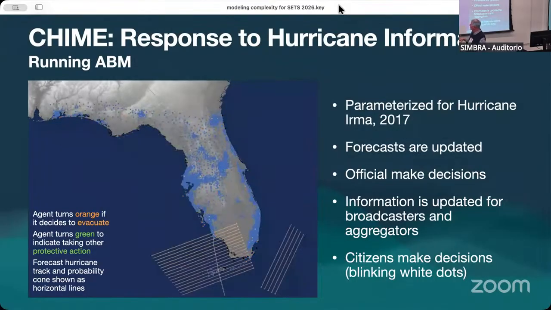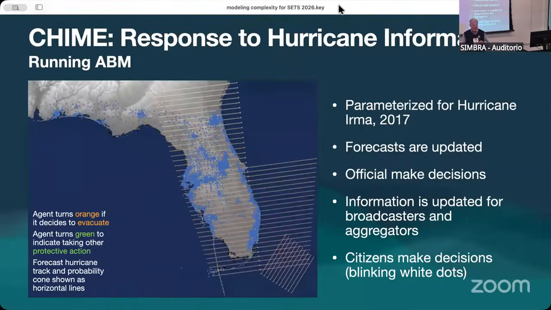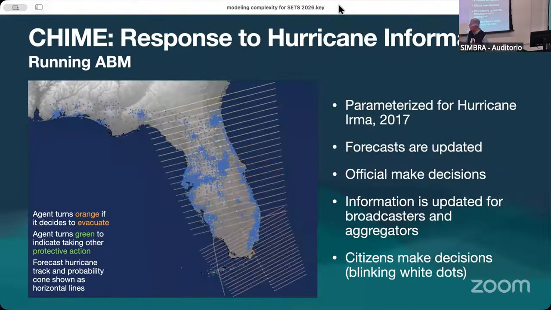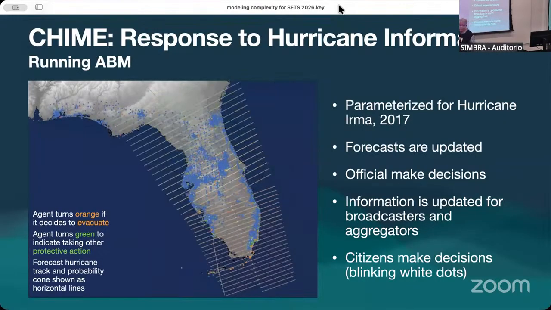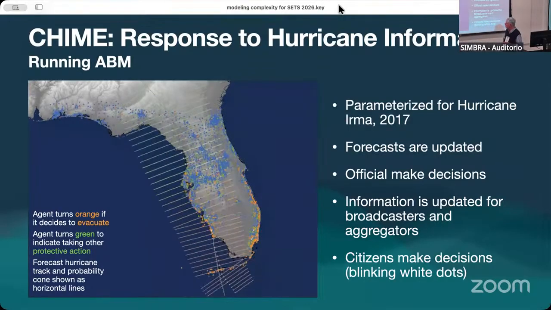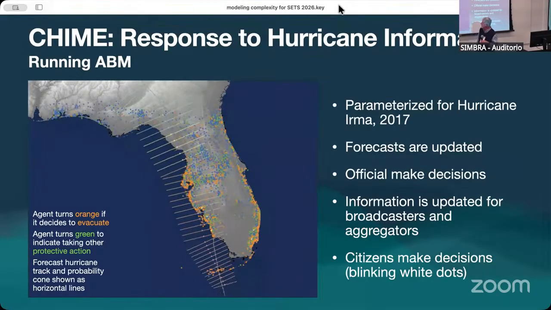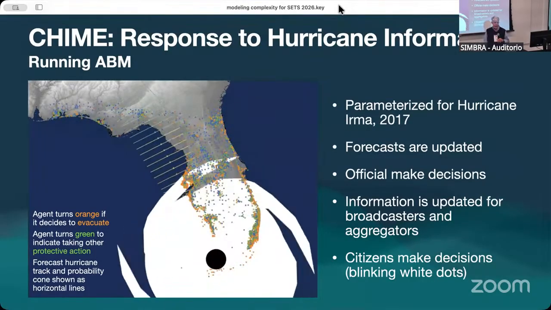The agents start out blue. And then when they blink, they're starting to make decisions. And they could just pass, but if they're making a decision, if they're green, they're taking protective action. If they're orange, they're deciding to evacuate. And so this is the actual hurricane track. And this is the projected one. And you can see how people are beginning to make decisions in here.